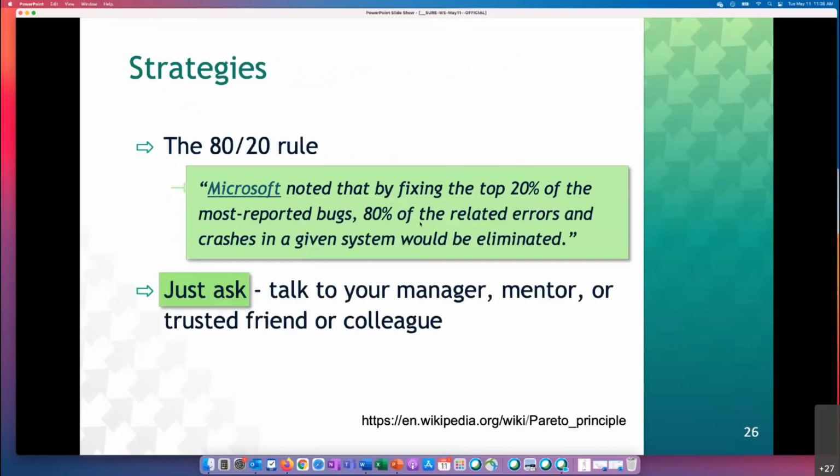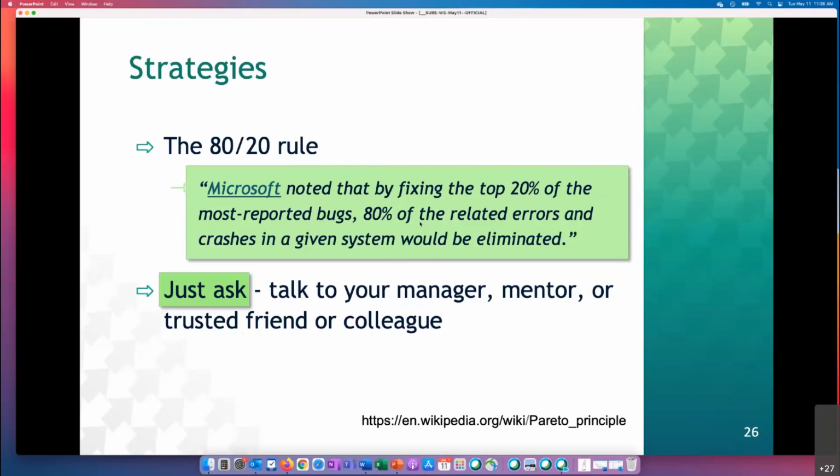You may have heard of the 80-20 rule. Microsoft noted that by fixing the top 20% of the most reported bugs, 80% of the errors and crashes in a given system would be eliminated. So it's shown basically that 80% of a project can be accomplished in 20% of your time. And that last 20% of the project, trying to perfect it, trying to get that mark of 88 up to 95 or whatever, requires a lot of your time and effort. You need to decide whether it pays off or not.